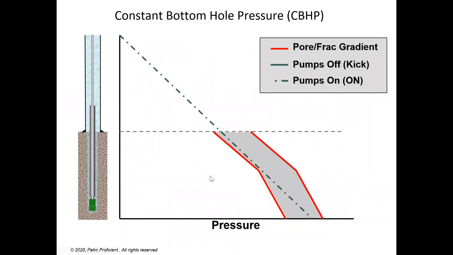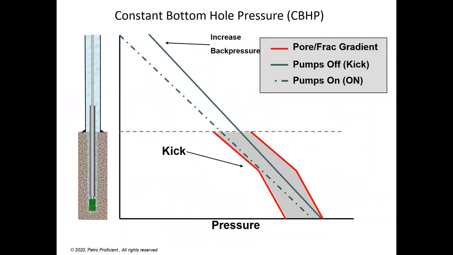And this is how generally your pressure in the well is managed. If you have a kick, then you can apply back pressure, increase your back pressure, and keep your pressure in the well above your pore pressure, and thus prevent the influx from coming into the wellbore or increasing its intensity.